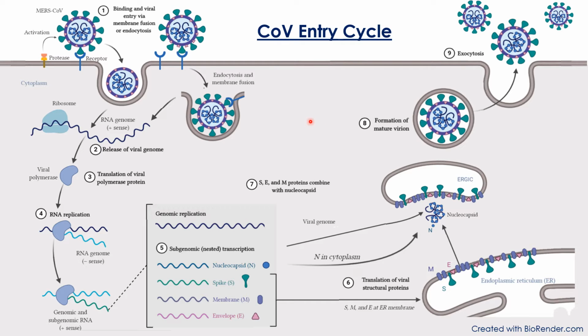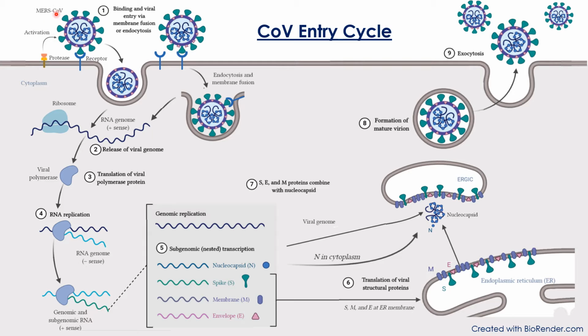So this is a basic COV entry cycle. This cycle shows the entry and fusion and the entire replication mechanism specifically for MERS-CoV, but this is a basic outline which applies to all human infecting coronaviruses, whether it is MERS-CoV or SARS-CoV or SARS-CoV-2.